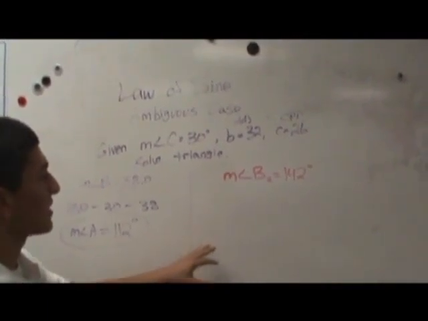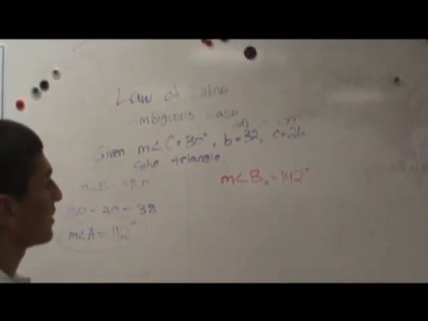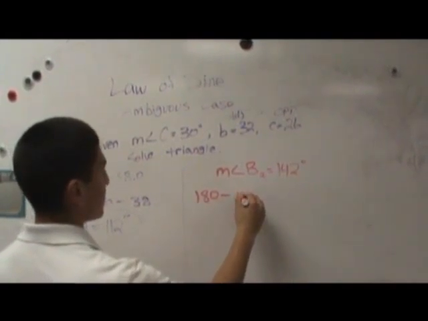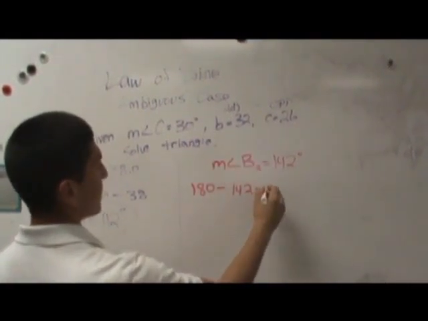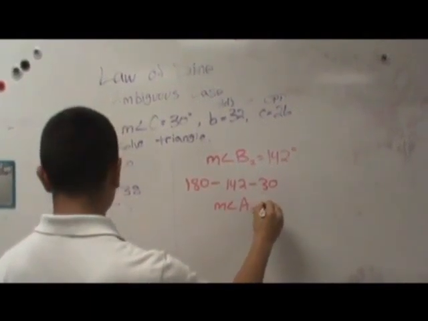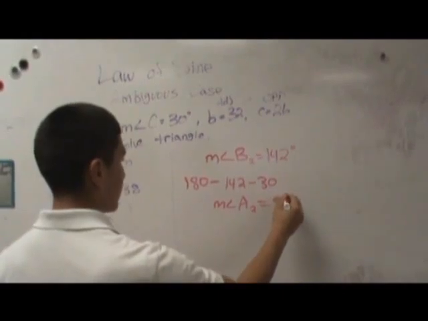And it's the same thing for this side too. Since we have two angles for the other triangle, we could just subtract it from 180. So 180 minus 142 minus 30 degrees. The measure of angle A2 would equal 8 degrees.